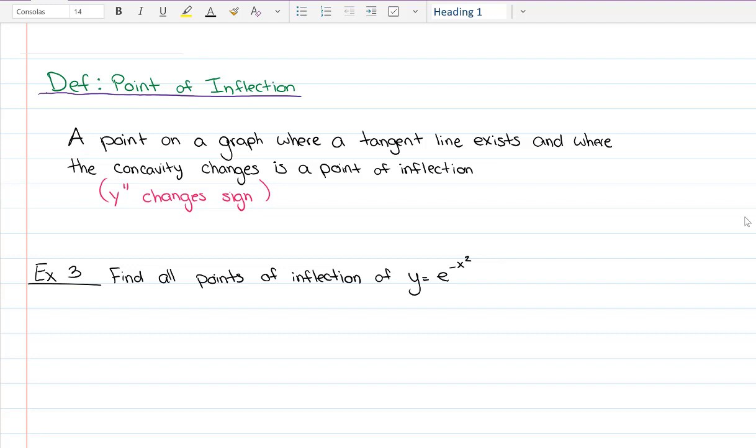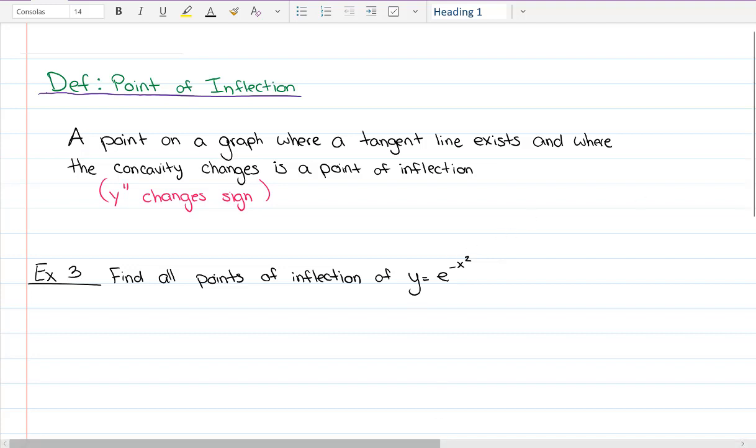So for a tangent line to exist, we also need to know that the function is differentiable and continuous. So in essence, the point of inflection is just where the second derivative changes from negative to positive or positive to negative. So in example 3, we're going to determine all points of inflection on the graph y equals e to the power of negative x squared.